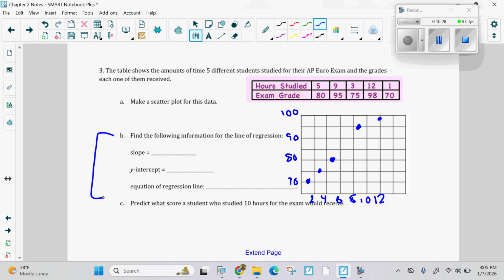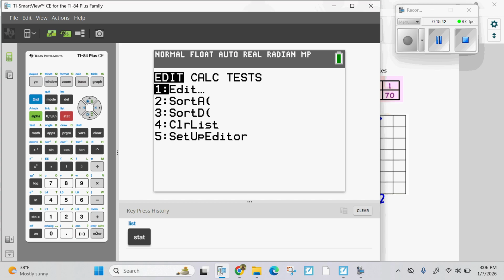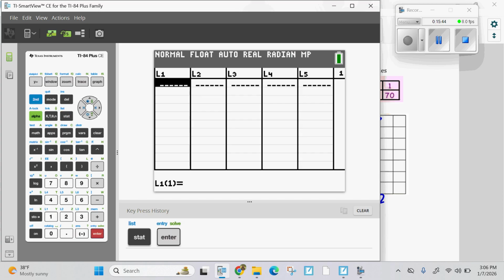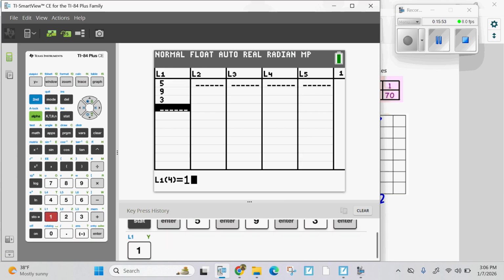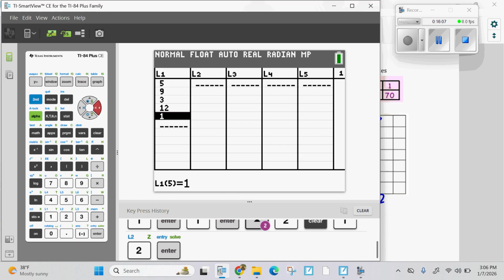So we're finding a line regression. In order to do that, you need to take out your calculator, and there's steps in front of you that you can follow, but we'll do it together. We're going to click Stat, Edit, and then we're going to put in our points into our list. So I'm going to start with all of my x values. So 5, 9, 3, 12, and 1. Oh, that wound up not being 12. 12. There we go.